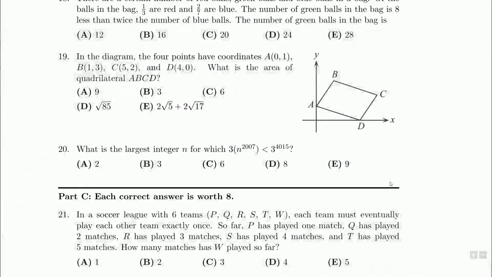We're looking at question number 19 in this video. Question 19 from our grade 10 multiple choice contest from 2007. In the diagram, 4 points have coordinates (0, 1), (1, 3), (5, 2), and (4, 0). What is the area of quadrilateral ABCD?